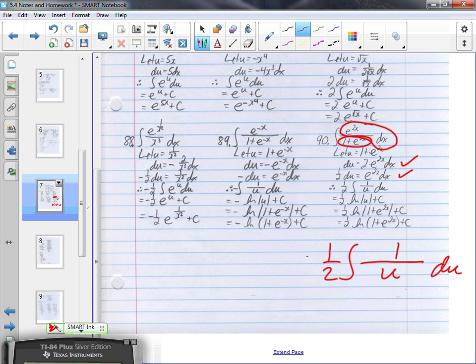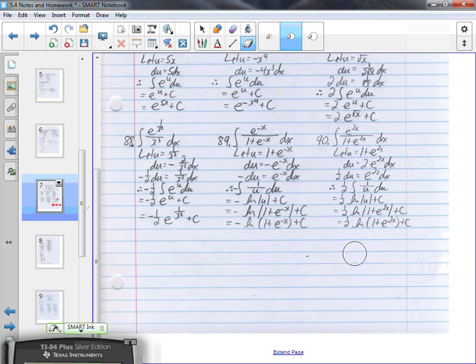And once I get the substitution, I'm in really good shape. I can finish this one out. So I've got 1/2 times the integral of 1 over u du. We know that the integral of 1 over u du is the natural log of the absolute value of u plus c. Put the 1 plus e to the 2x back in for u. And you can stop on that line above where I stopped.